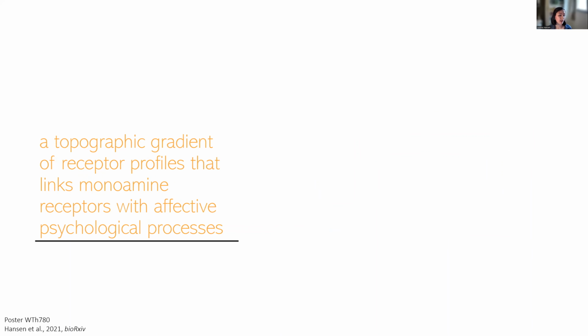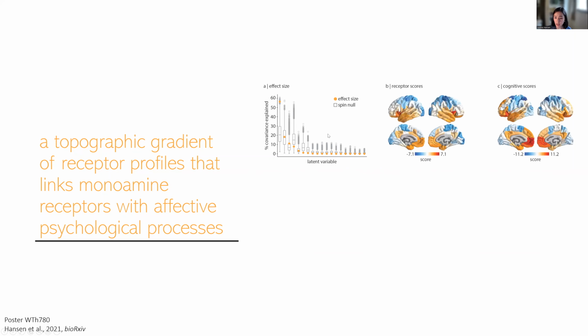Our final conclusion is that we find a topographic gradient of receptor profiles that links monoamine receptors with affective psychological processes. So again, I'm going to go through that a little slower. What we do is we do a partial least squares analysis between the receptor atlas and Neurosynth-derived meta-analytic cognitive activation. So here I'm showing there's one significant latent variable that accounts for about 55% of the variance explained between the two datasets. This is against a spin null.